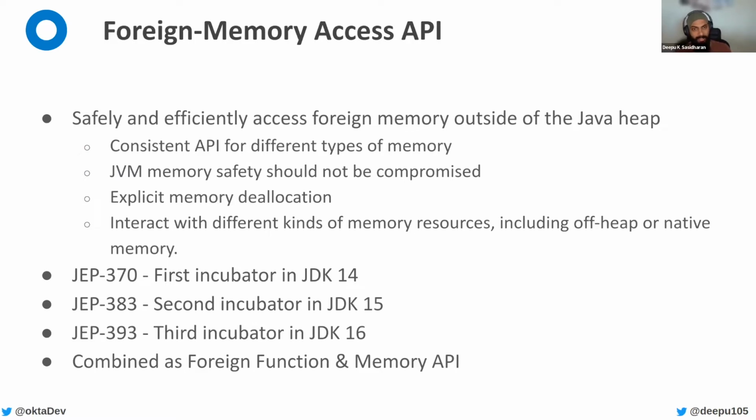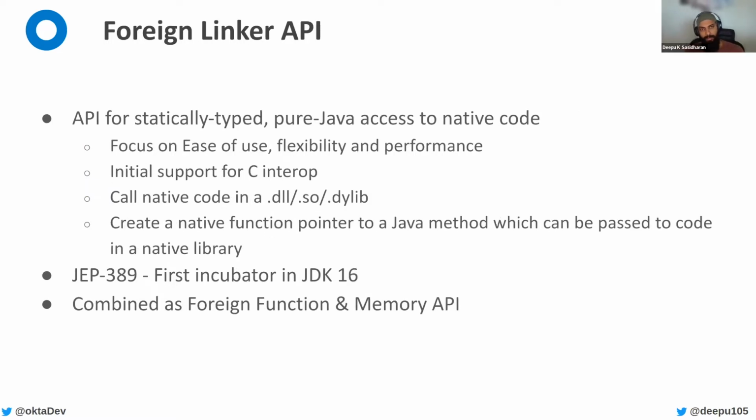And explicit memory deallocation. These are also downsides of JNI currently. So this API is trying to address the downsides of JNI by having JVM memory safety, explicit memory deallocation, and also the ability to interact with different kinds of memory resources, including off-heap or native memory. So these are the goals of this particular API. It had 3 incubators from JDK 14 until 16, and then it was combined as the Foreign Function and Memory API. And another essential part of Project Panama is the Foreign Linker API.